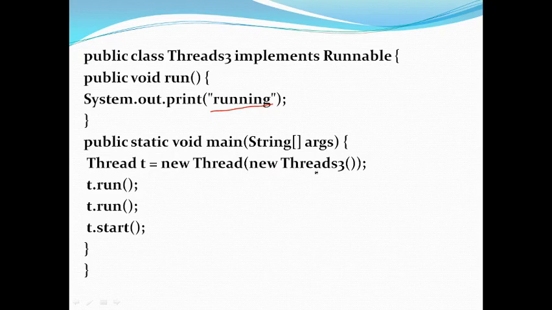Here I am using the same concept, the Runnable class. That is the reason why I am passing the object to the Thread class. Here I am simply calling t.run, so automatically the run method will be called and prints "running". Again t.run prints "running", and again I am calling t.start, which indirectly calls the run method. That's why I got "running" 3 times. This is the output of this particular program.